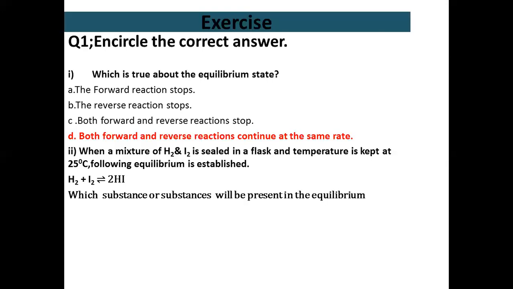Which substance or substances will be present in the equilibrium state? In the equilibrium mixture, only the reactants, hydrogen and iodine? No. Only the product, hydrogen iodide? Only one of the reactants, hydrogen? Or all of the reactants and products? So yes, this is the correct option, that the equilibrium mixture contains all the reactants and products. So you can see the reactants are hydrogen and iodine, and the product is hydrogen iodide.